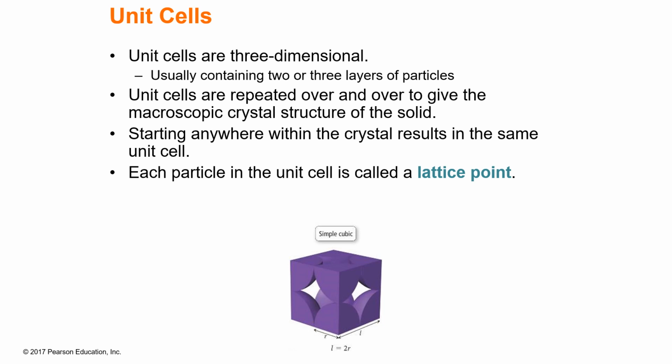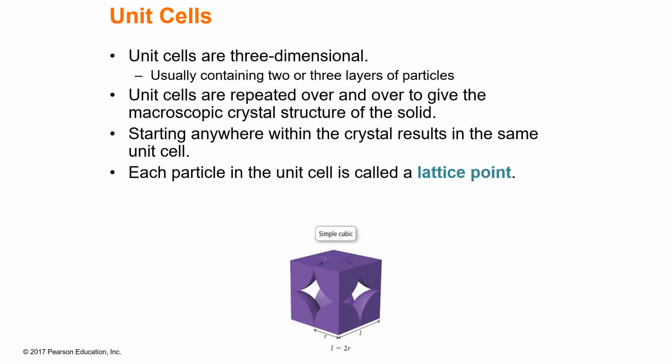Unit cells are what get repeated over and over to give that overall large crystal structure of a solid. So if you've ever seen sodium chloride under a microscope, it gives you kind of cubic crystals, and that's because of its unit cell. And so it is a three-dimensional representation of the atoms.